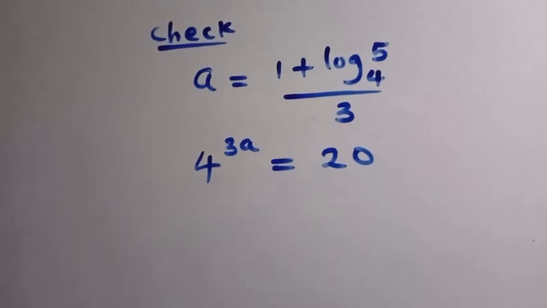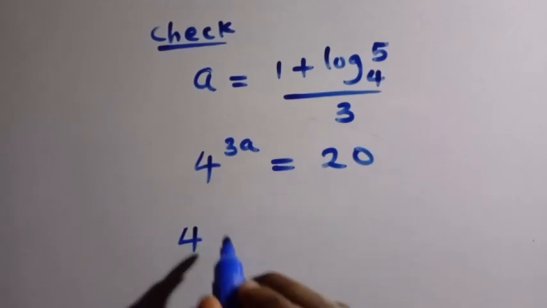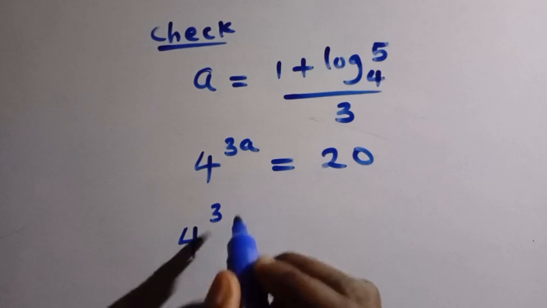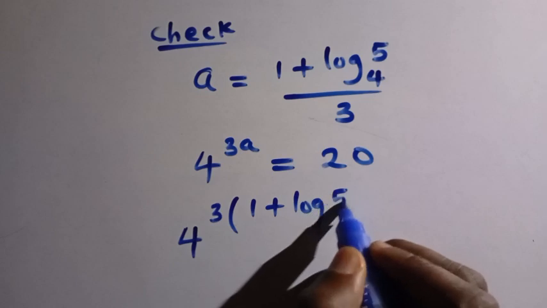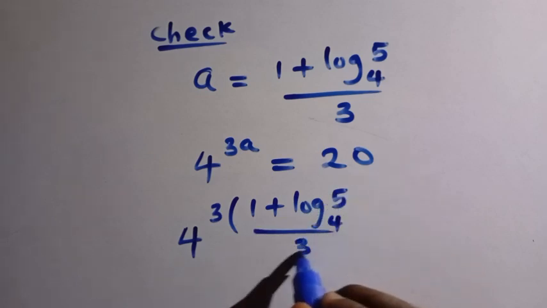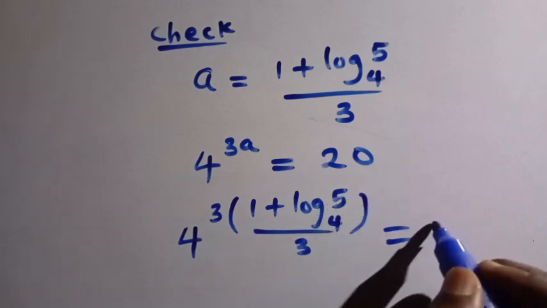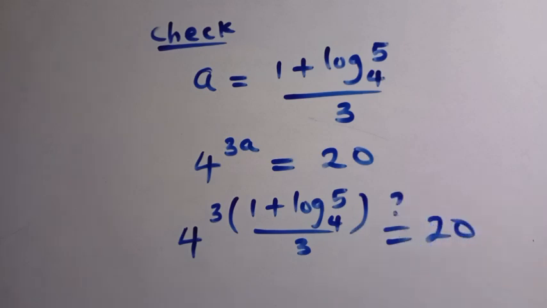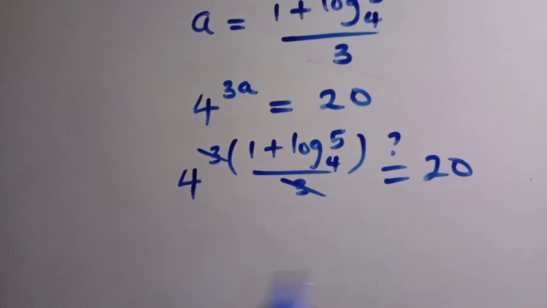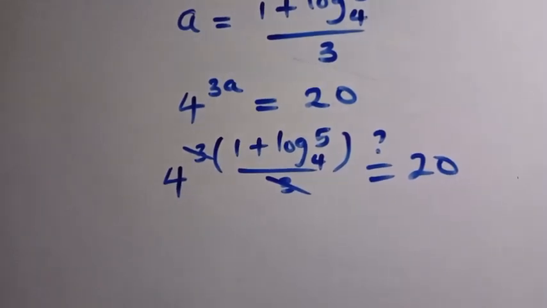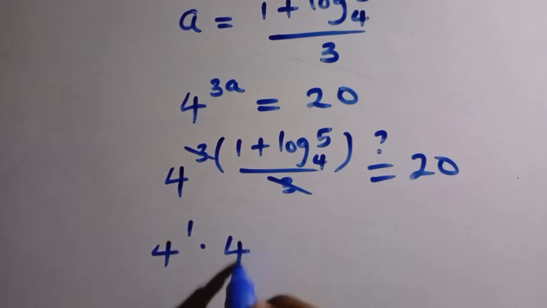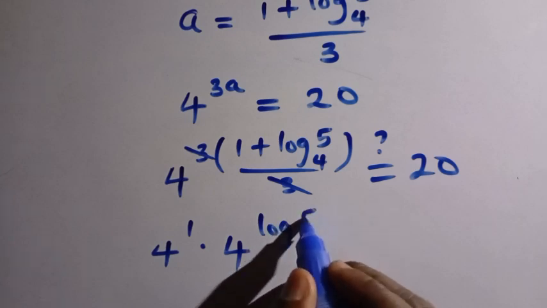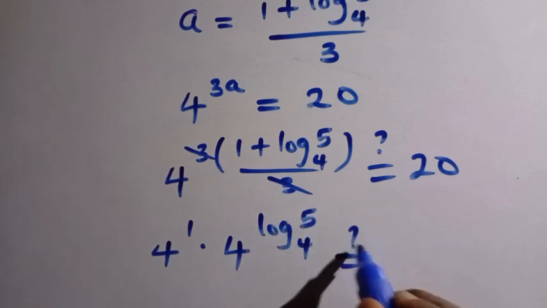So by replacing a with the solution there, we have 4 raised to power of 3, then open bracket 1 plus log 5 base 4 divided by 3. And we want to show that this equals 20. So 3 cancels 3, and we are left with 4 raised to power of 1 multiplied by 4 raised to power of log 5 base 4.